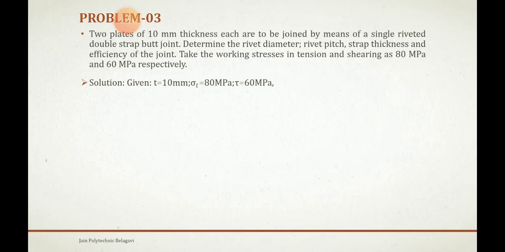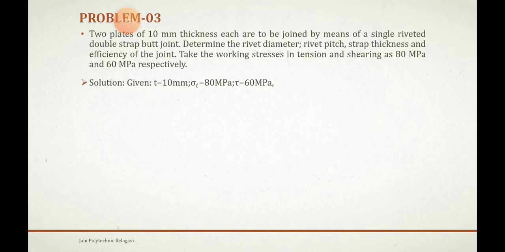Okay, I'll read out the problem first. Two plates of 10 thickness each are to be joined by means of the single riveted double strap joint. Determine the rivet diameter. The diameter is not given now, you have to determine it. Rivet pitch, that is P, is also not given. Strap thickness and efficiency of the joint. Take the working stresses in tension and shearing as 80 megapascal and 60 megapascal respectively.